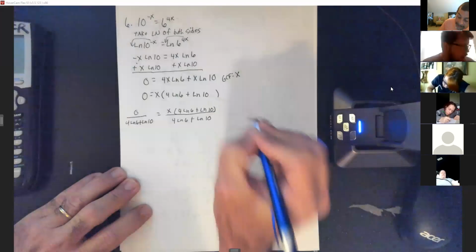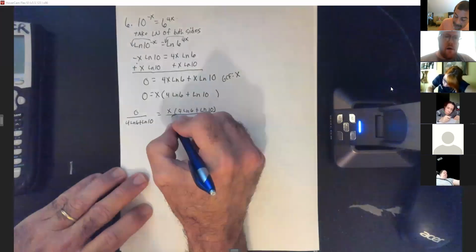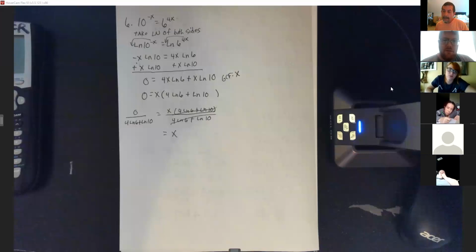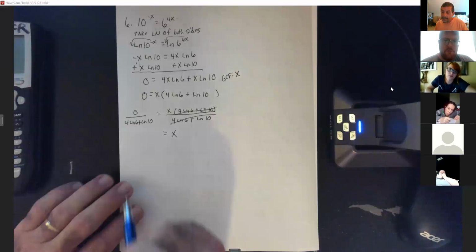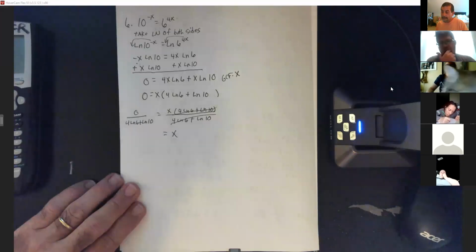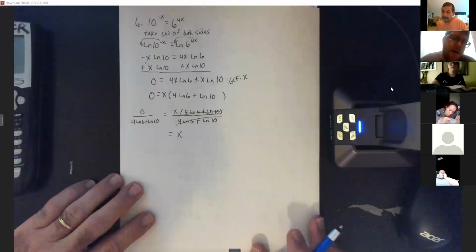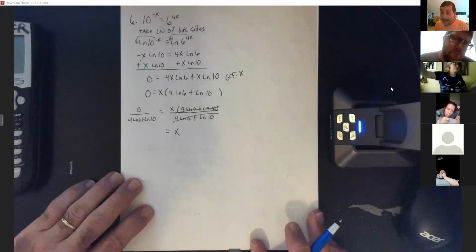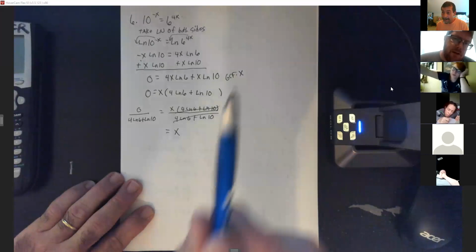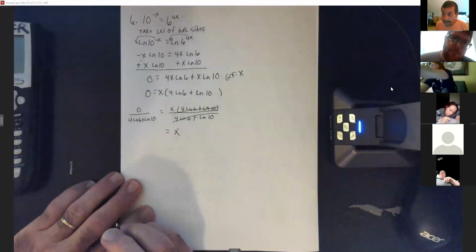Now let me put the 4ln 6 plus ln 10 here. Well, this side's nice because they cancel away and I get my x. Well, what's the answer? 4ln 6 plus ln 10. Oh, but look at this side. What are you doing to this side? We're dividing. You're dividing 0 by this stuff right here. So what's that going to give me?